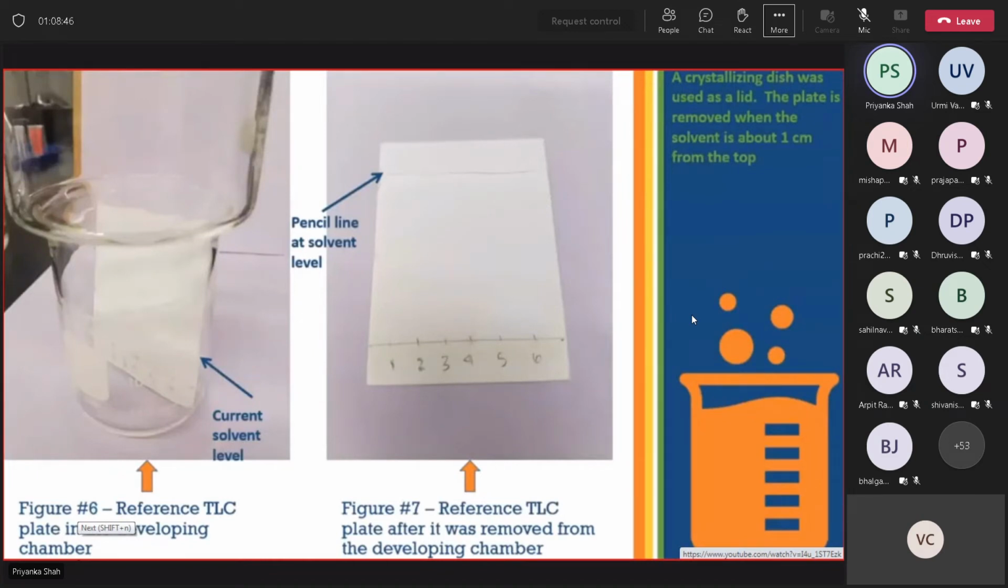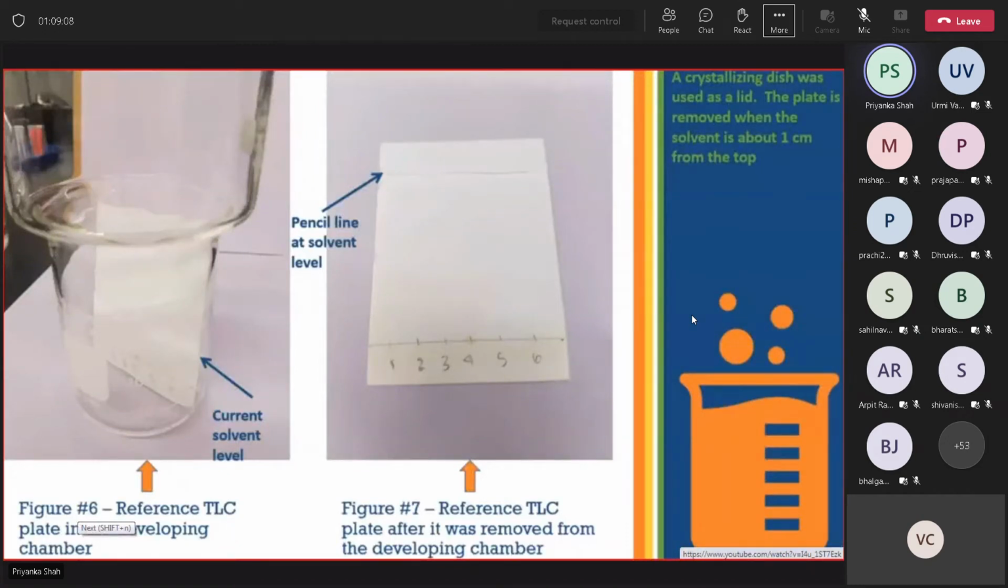Figure 6 shows the reference TLC plate in the developing chamber. A recrystallizing dish was used as a lid. There's an arrow pointing out the current solvent level. It is about 1/3 of the way up the plate. The TLC plate was removed when the solvent was about 1 centimeter from the top.